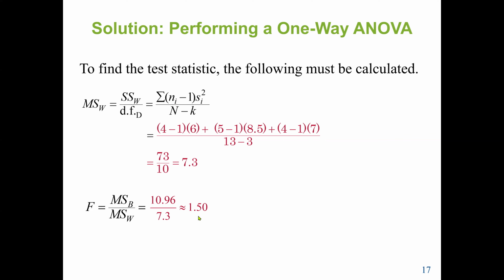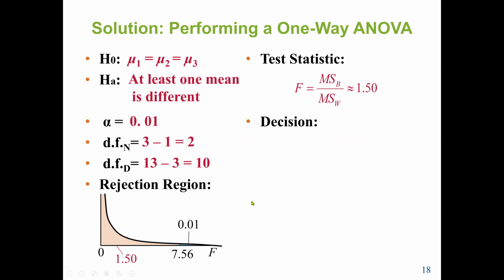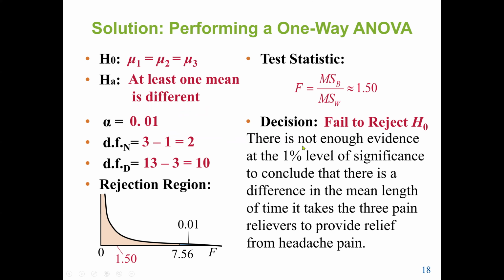Now we're going to see if it's on the left side of the critical value or the right side. So 1.5 is on the left side, which means we are going to accept H0. So it's true that all three are the same. Our decision says fail to reject H0, which means we accept H0. And here we say there's not enough evidence at the 1% level of significance to conclude that there's a difference in the mean length of time it takes the three pain relievers to provide relief from headache pain.